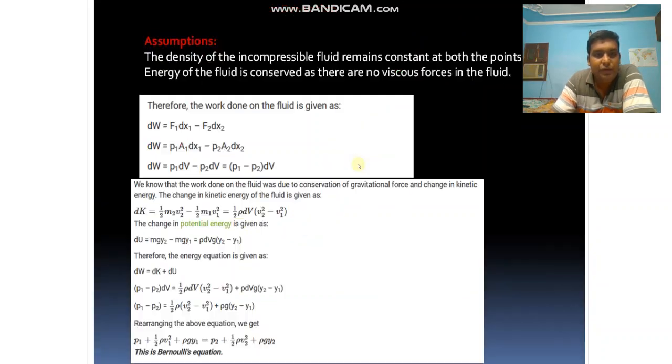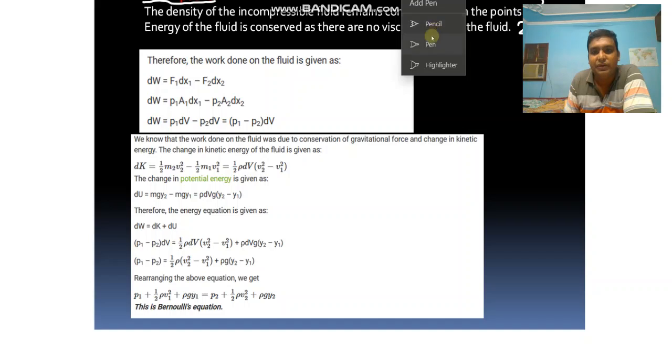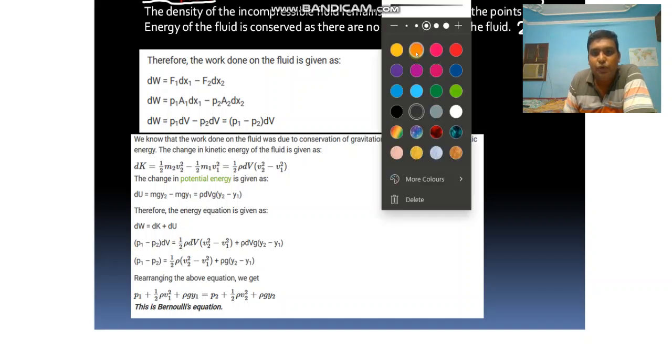Now we are going to derive the Bernoulli's formula or Bernoulli's equation. For that we have to assume something. The density of the incompressible fluid remains constant at both the points. This is number one. Now the second assumption is that energy of the fluid is conserved as there are no viscous forces in the fluid. This is the second assumption. So we made two assumptions, right?